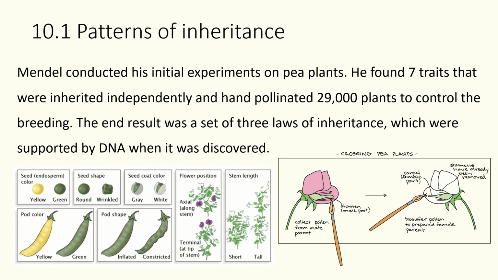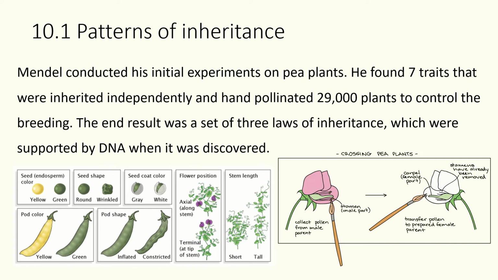He looked at 7 particular traits in pea plants: seed color, seed shape, seed coat color, pod shape, flower position, and stem length. So whether they were short or tall. So he looked at those 7 traits, and through hand pollinating, which is an incredible amount of work, 29,000 plants, so that he could control the way that they bred specifically. So through those experiments, he came up with effectively what we know of the 3 laws of inheritance now.